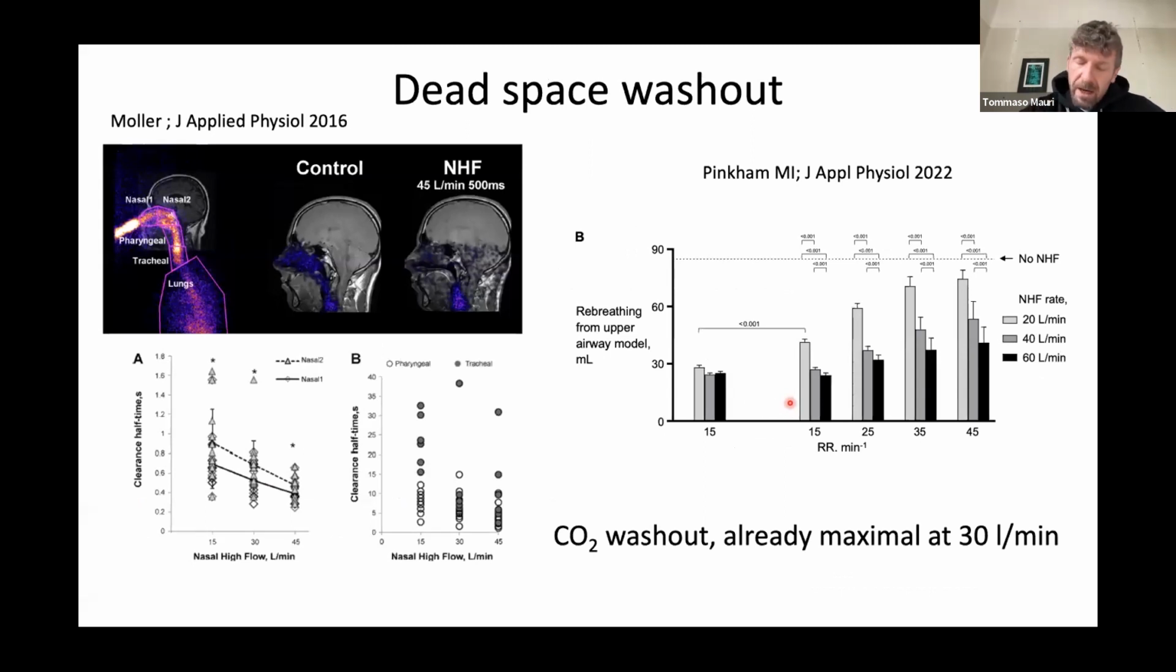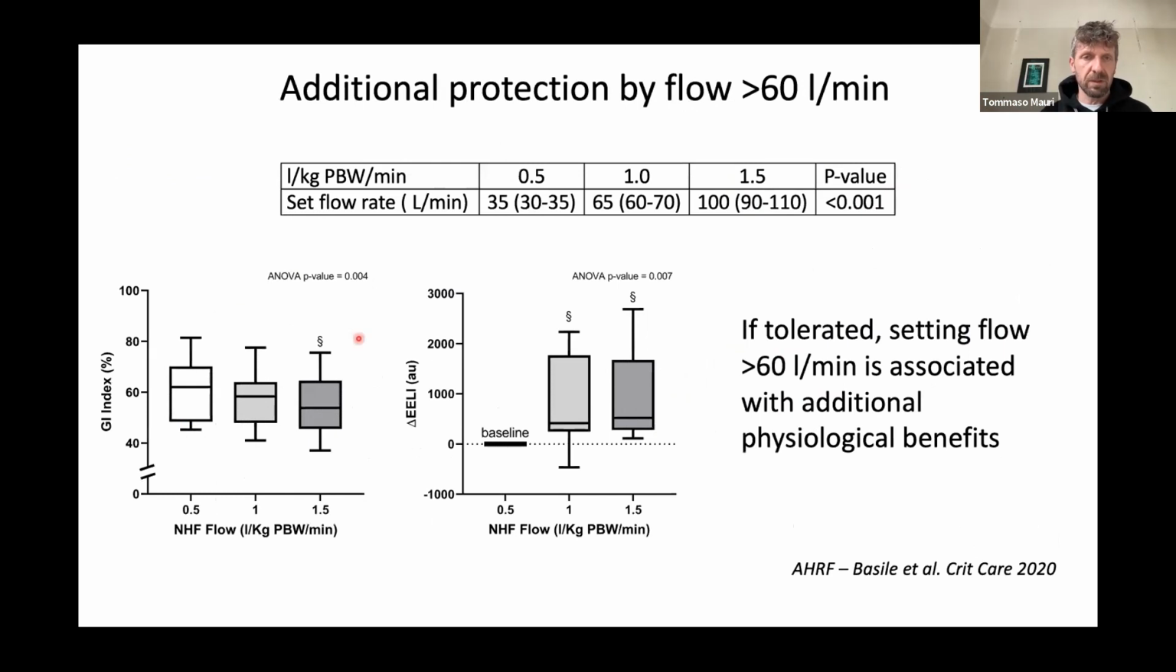This effect is difficult to measure, but there are some data suggesting that it's not linear, that after you go above a certain threshold, you don't obtain much more advantage anymore. And this threshold is around 30 to 40 liters per minute. So while the oxygen side of high flow increases linearly with the flow, maybe the washout of CO2 side has a threshold effect above 30-40 liters per minute. And these are the data and the references if you want to take a look.